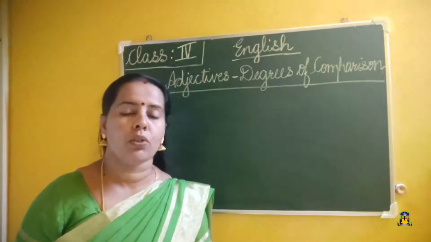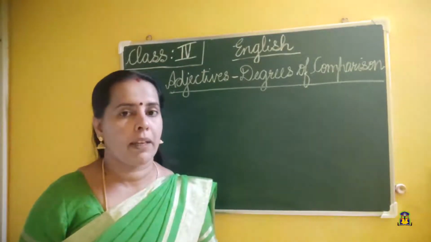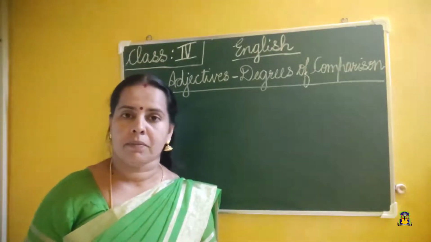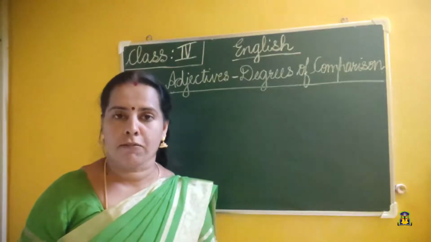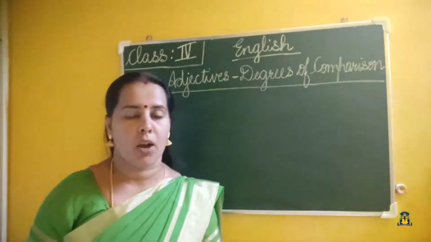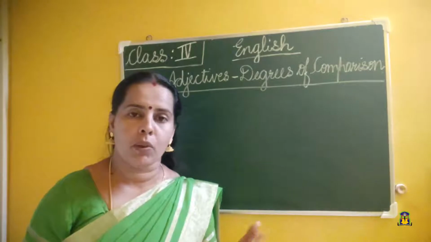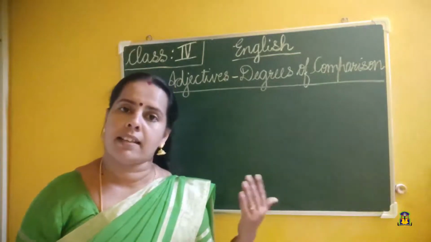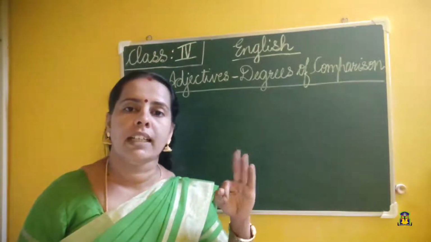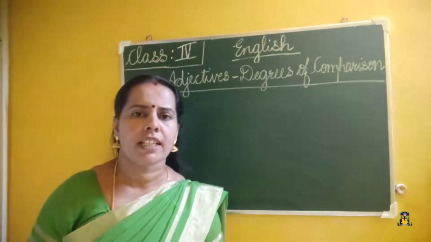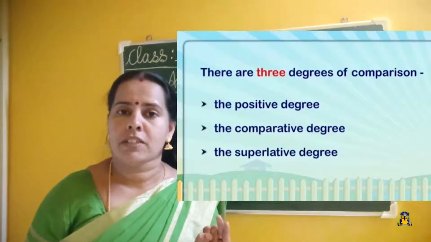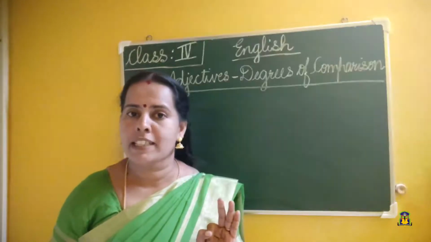These adjectives are used not only for describing nouns. They are also used for comparisons. There are 3 degrees of comparison. Okay, these adjectives are used for comparing nouns. Nouns are naming words. So comparing persons, places, things, animals, any noun. Okay. So there are 3 degrees of comparison. Which are the 3 degrees of comparison? Positive degree, comparative degree and superlative degree.